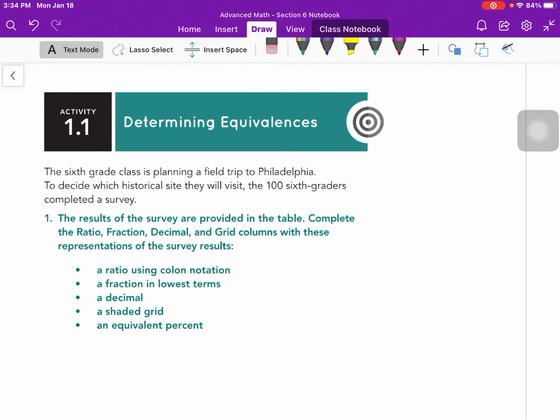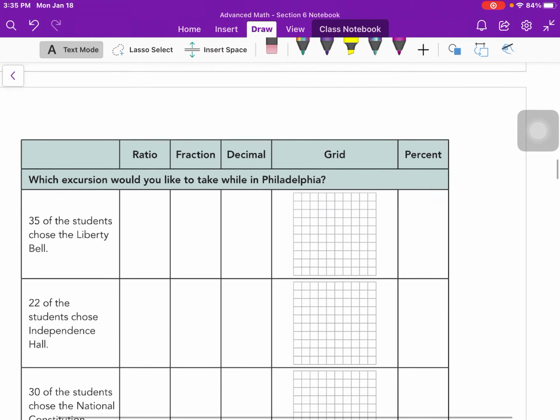Okay, let's keep going. Determining equivalences. A 6th grade class is planning a field trip to Philadelphia. To decide which historical site they will visit, 100 6th graders completed a survey. We're going to see all their results in a table, and what we need to fill in on the table: we're going to write ratios using colons, so that would be like 3 to 4. We're going to write fractions like a ratio in lowest terms, so we're going to have to simplify them. We're going to write it as a decimal. We're going to shade a grid, and then we're going to see a percent.